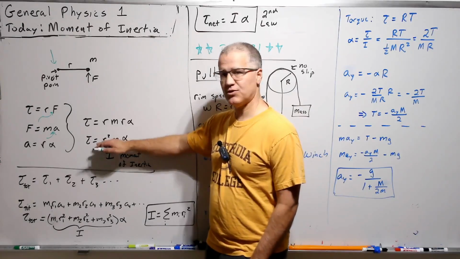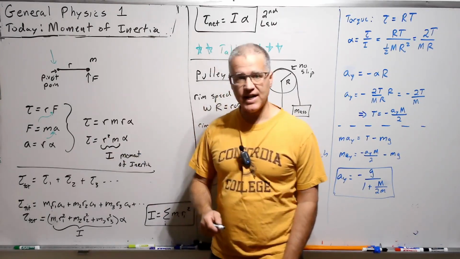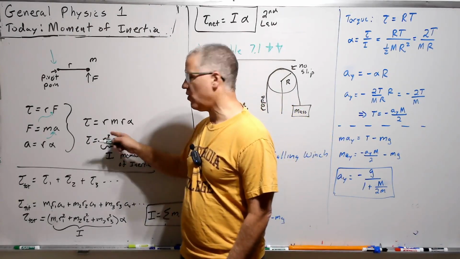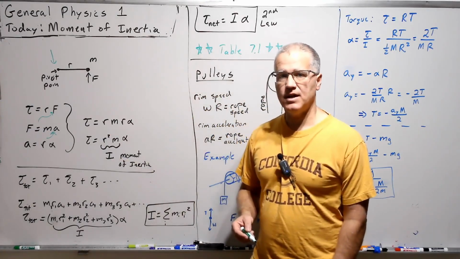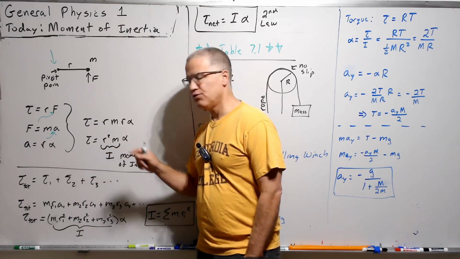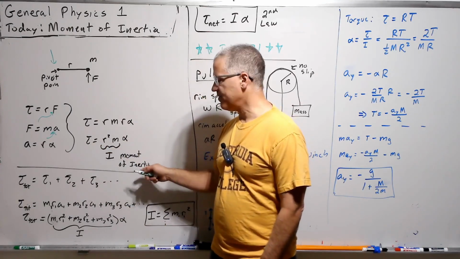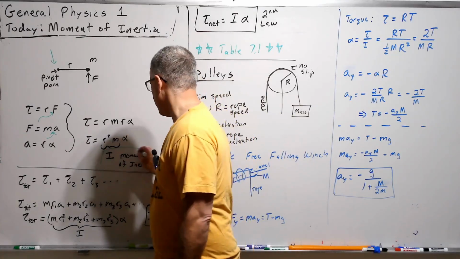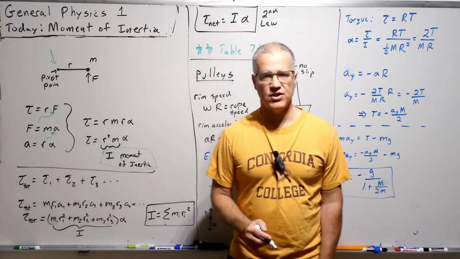But because this will show up all the time, we define it as something. So we define this quantity, r squared m, because it's the key multiplier that connects force to acceleration. We call that moment of inertia. So that is the definition here of moment of inertia.